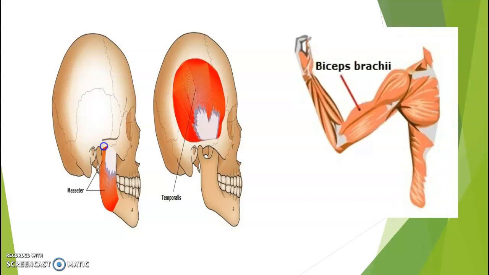Biceps brachii. The biceps brachii runs from the shoulder to the elbow. It is attached to the shoulder blade, the scapula, and extends along the front surface of the upper arm bone.